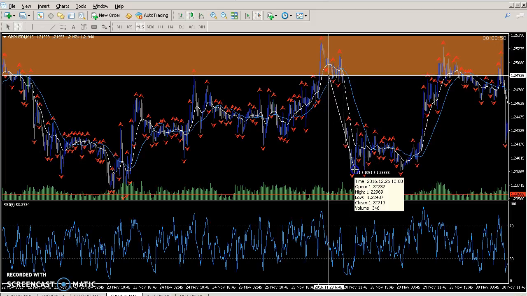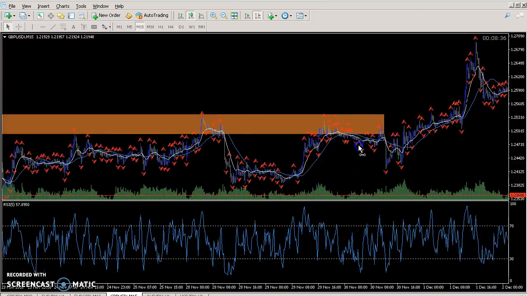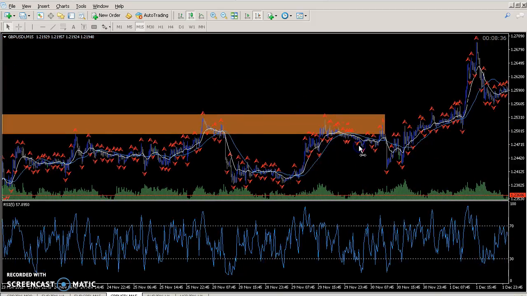There go another 105 pips right there. So at one lot, 100 pips is $1,000. If you were at 2 lots, that's $2,000 right there. Easy. We're not even sweating it, right? Boom.